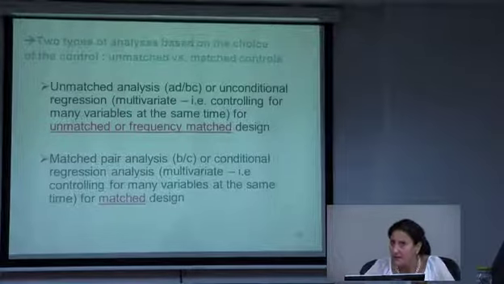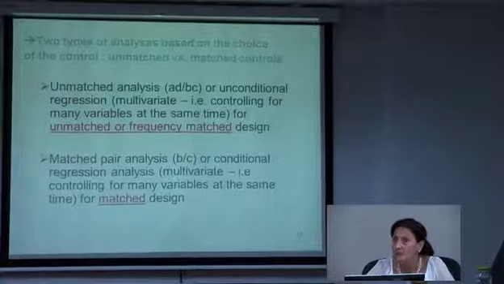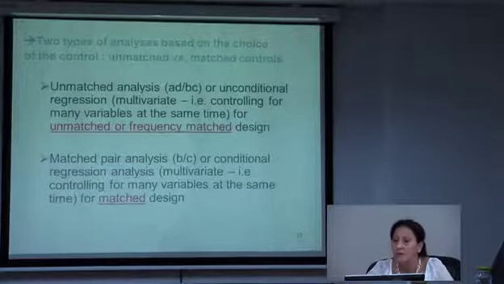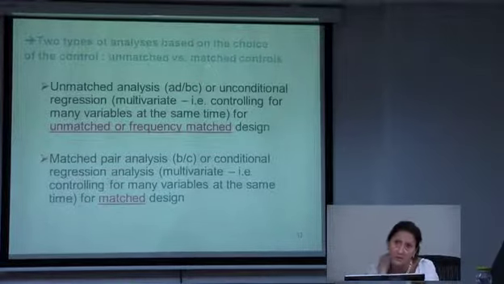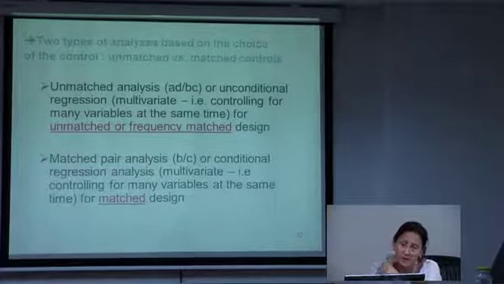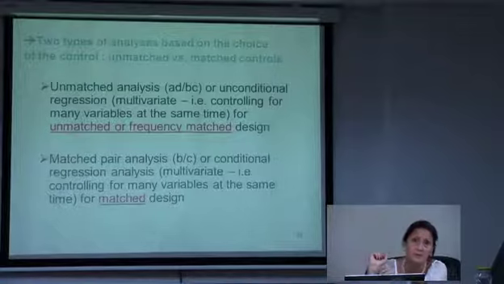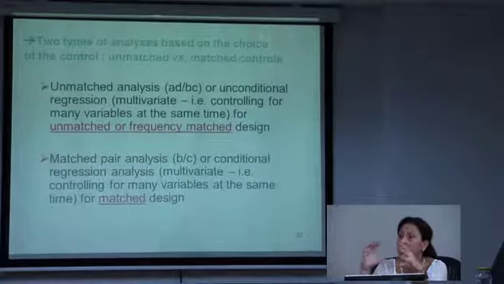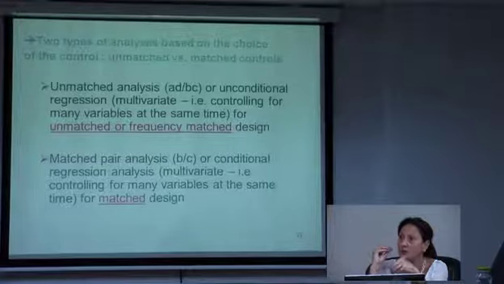I said that the analysis is different for matched versus unmatched studies. In an unmatched study, we have the OR, which is AD over BC. We'll do a quick example. This is the crude OR, which is when you consider only the exposure with your disease.